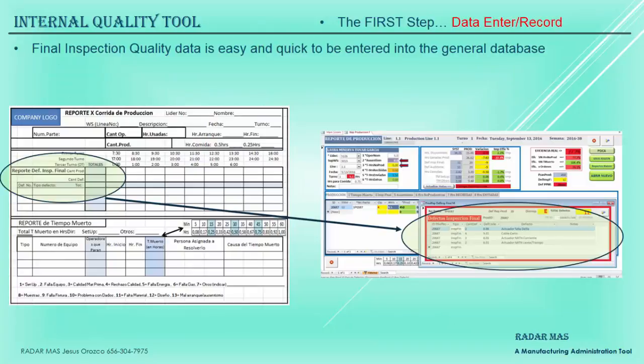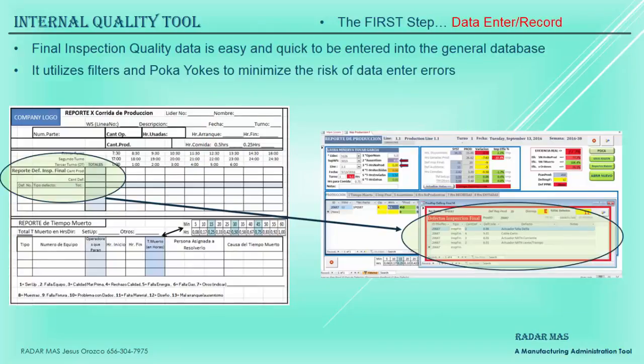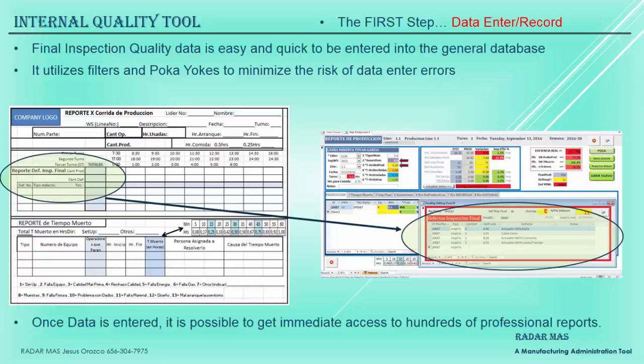Final inspection quality data is easy and quick to be entered into the general database. It utilizes filters and pick lists to minimize the risk of data entry errors. And once the data is entered, it is possible to get immediate access to hundreds of professional reports.